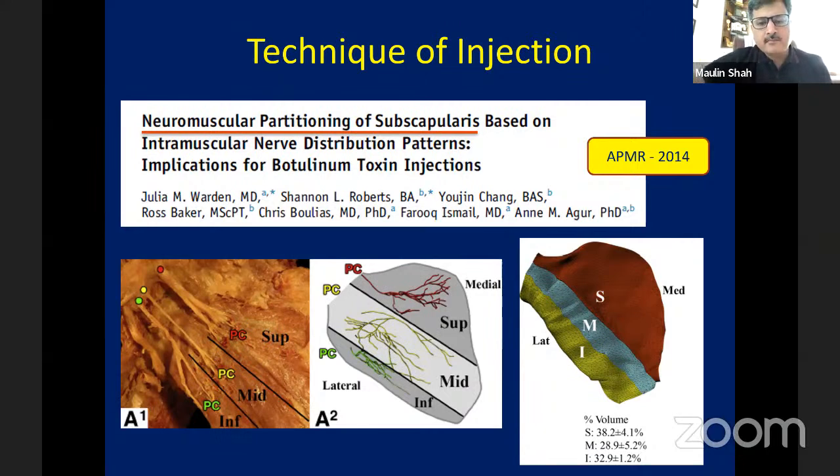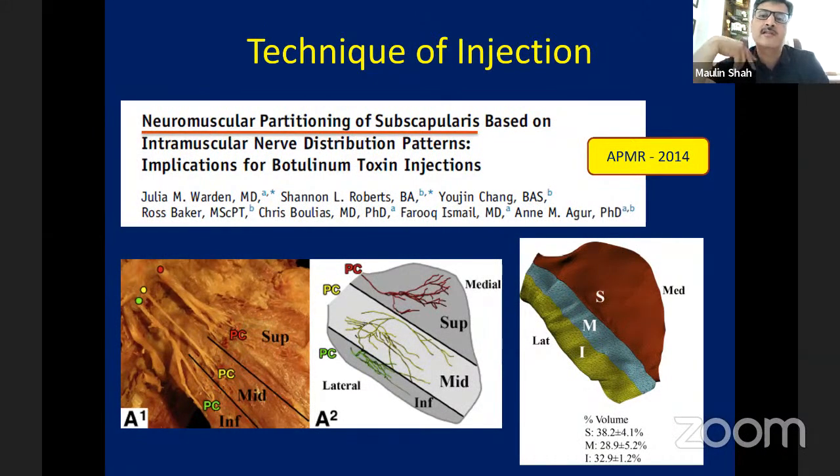And in subscapularis, if you just keep on injecting from the lateral side, you may miss this. So we have been using this medial approach, and we have seen nice relaxation in all these patients. Now, this paper I read in POSI way back in 2013 or 14, but we followed all these patients, and by now we have done Botox in almost 90 patients with subscap.